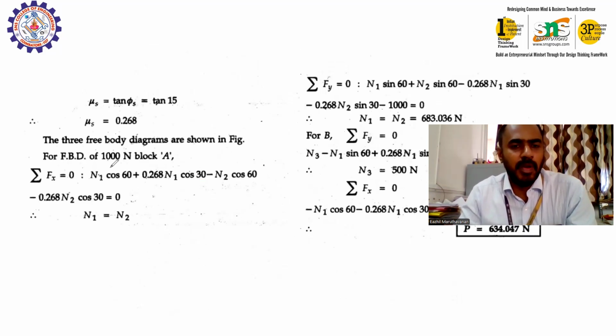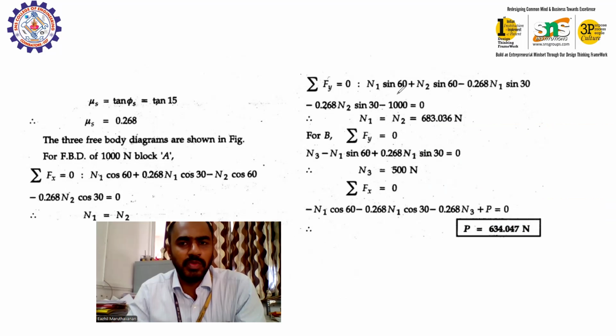Free body diagram of the block. Sigma Fx is equal to, by considering the horizontal direction, N1 cos 60 plus 0.268 N1 cos 30 minus N2 cos 60 minus 0.268 N2 cos 30. Here N1 and N2 will be the same. Similarly, sigma Fy is equal to N1 sin 60 plus N2 sin 60 minus 0.268 N1 sin 30 minus 0.268 N2 sin 30 minus 1000. So N1 is equal to N2 is equal to 683.036 Newton.